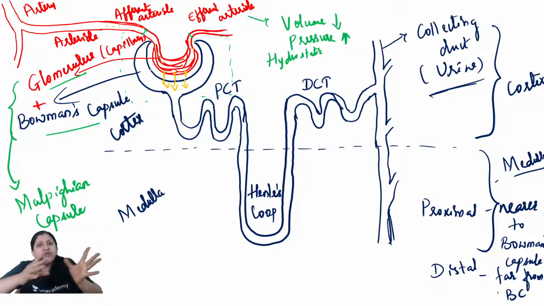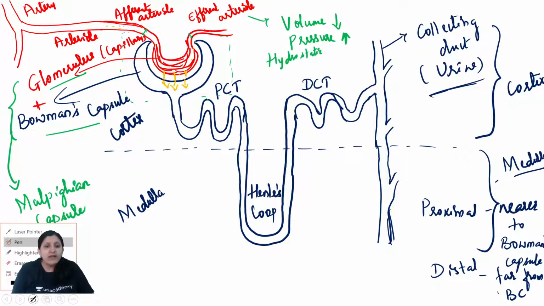The blood was flowing with pressure, and here also the volume decreases. Whenever volume is decreased, the pressure is higher. Because of the higher pressure created over here, the liquid part of the blood will all get filtered into the Bowman's capsule. So what is the Bowman's capsule receiving? The Bowman's capsule is actually receiving the glomerular filtrate.